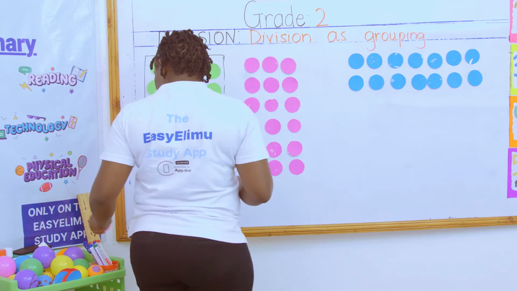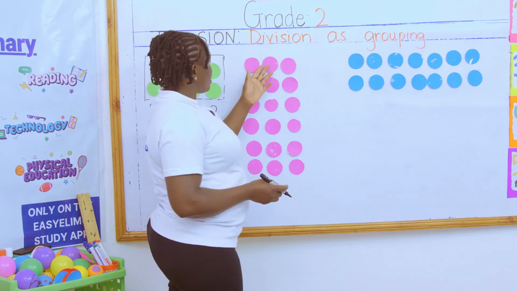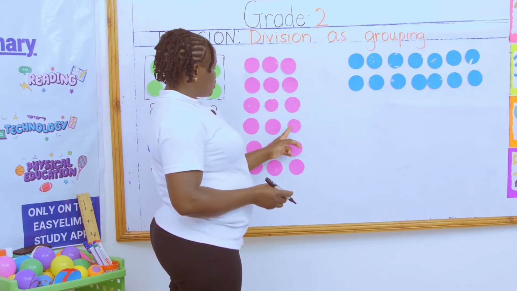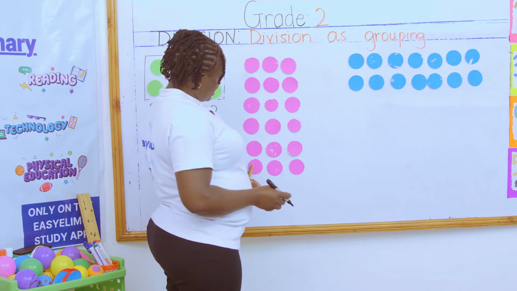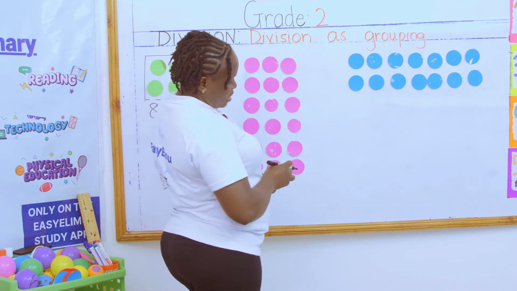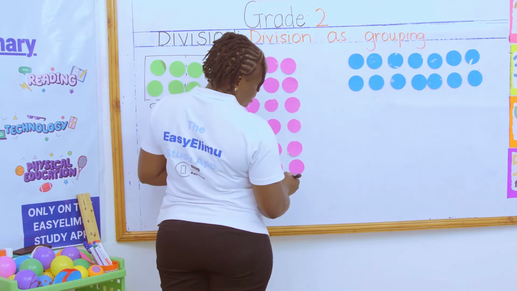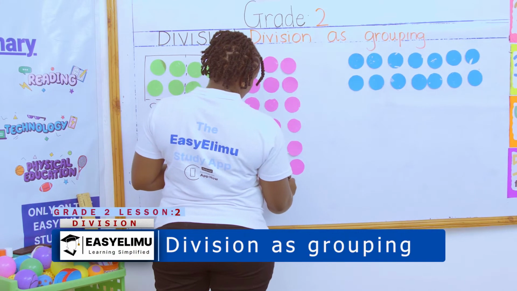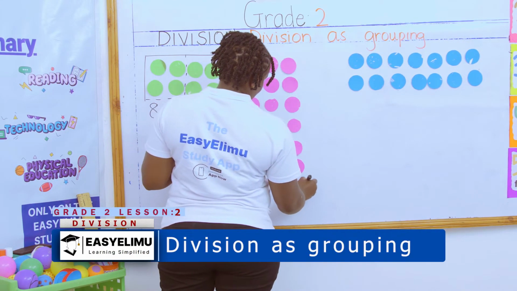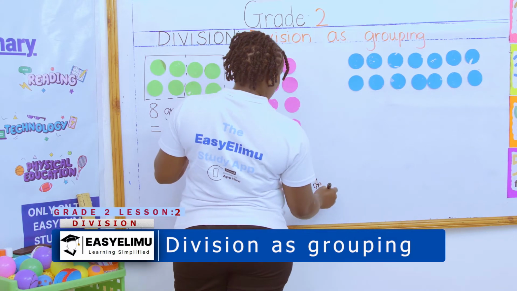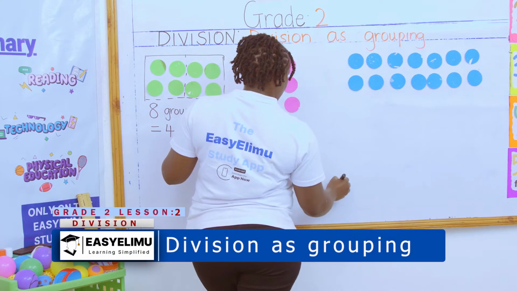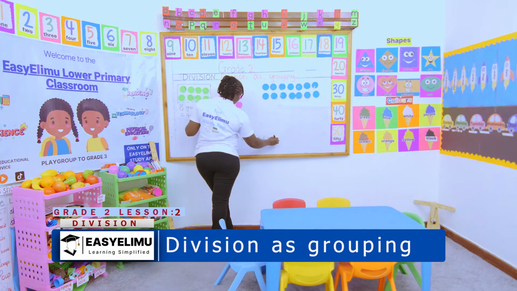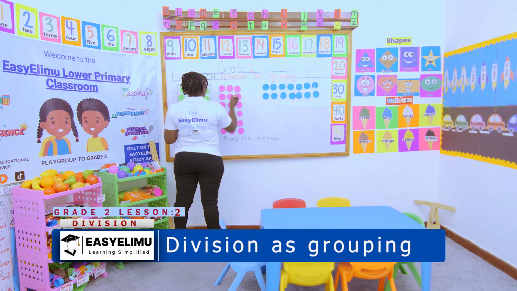Now let's see how many balls we have here. 1, 2, 3, 4, 5, 6, 7, 8, 9, 10, 11, 12, 13, 14, 15, 16, 17, 18. So we have 18 balls. We divide them into 6 groups. How many equal groups do you form?